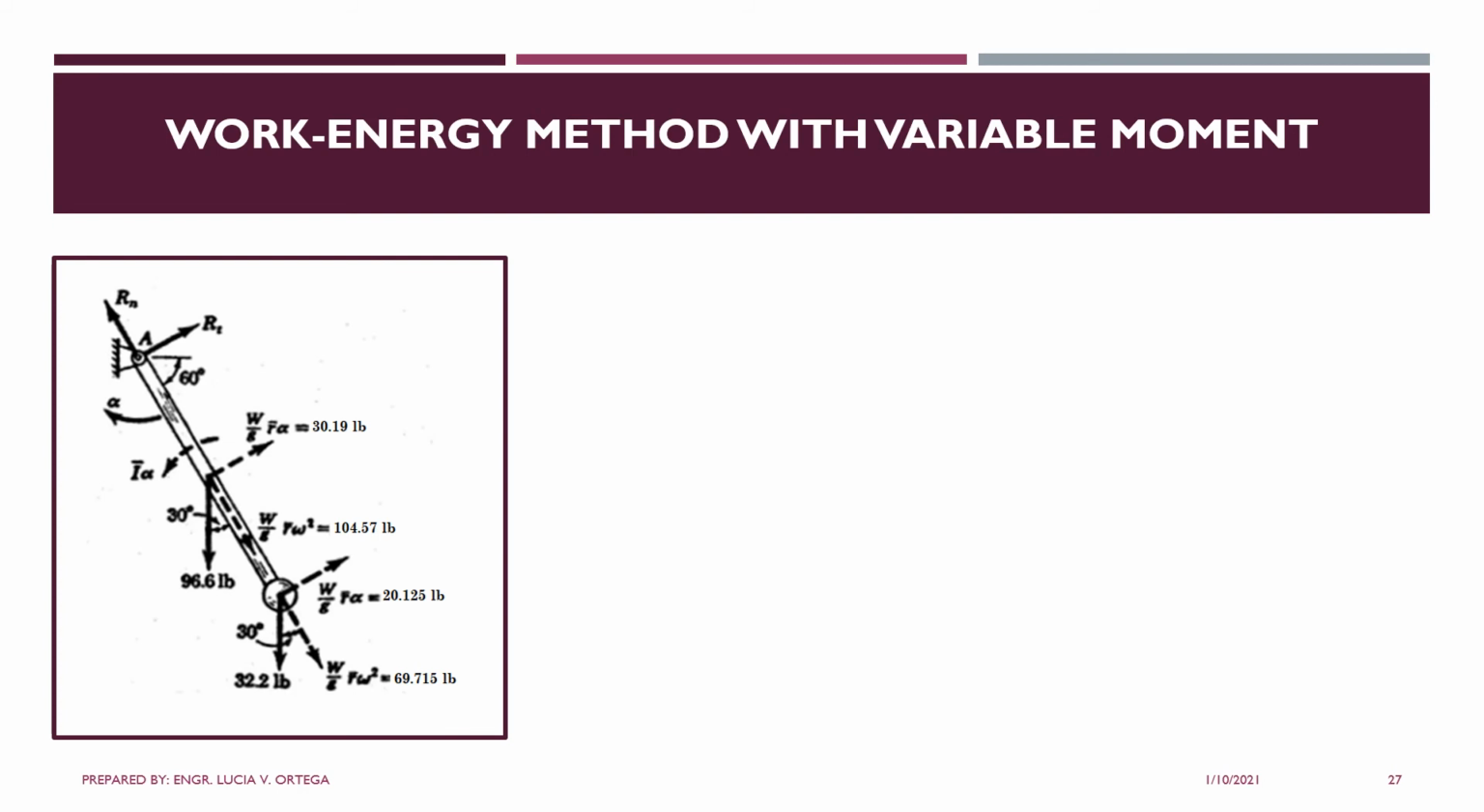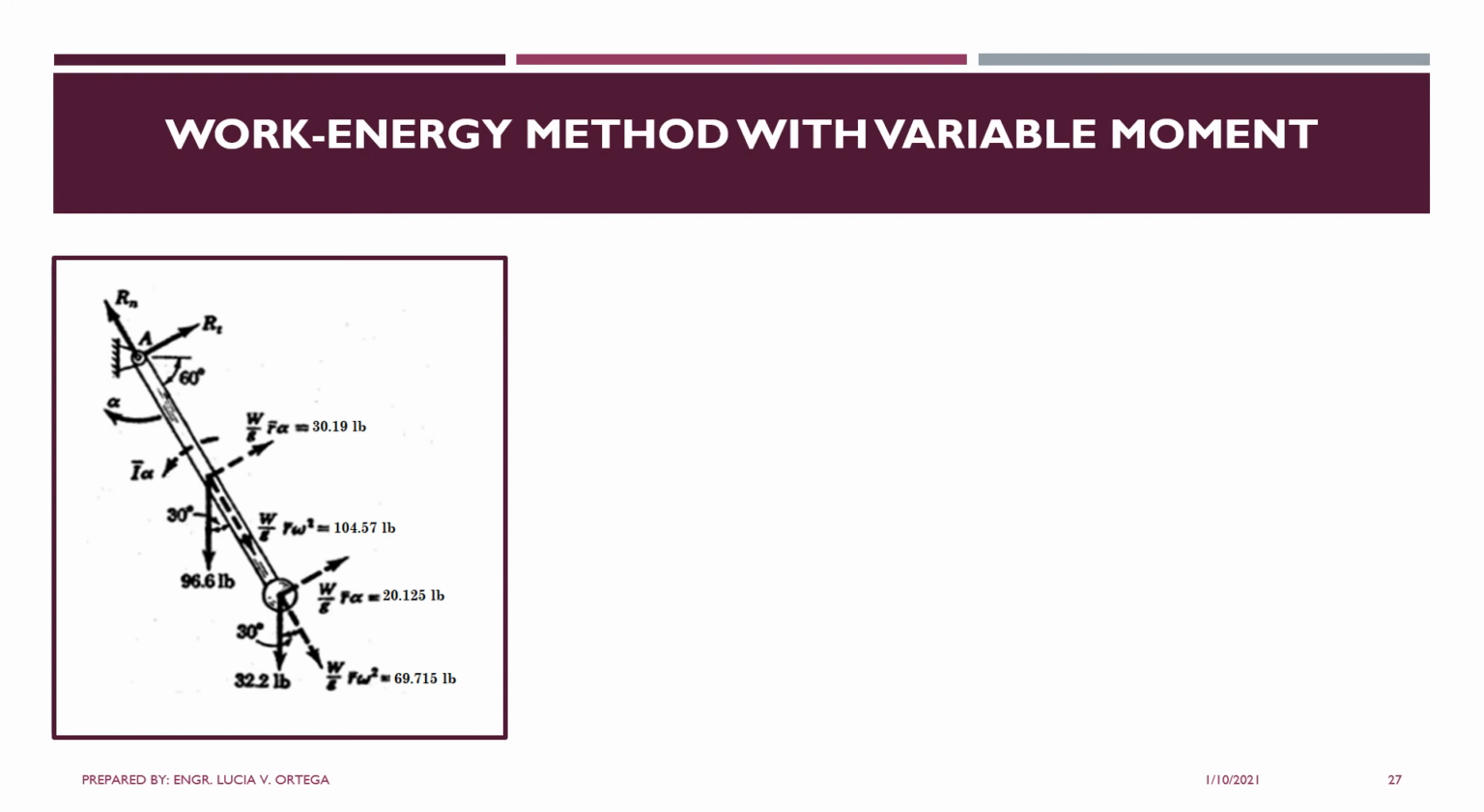Now, let us determine the forces acting on this rod in rotation, including the weight. You know this is the centrifugal force, W over g R times alpha. The normal force, the tangential force, W over g R omega squared. So, the same with the weight. W is 96.6, g is 32.2, and R from this center up to here is 3 feet, times alpha. We solved already alpha, you get 30.19 pounds.